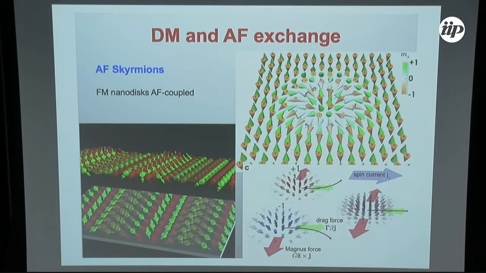An extra twist comes out if you add Dzyaloshinskii-Moriya to an antiferromagnetic exchange in the square lattice, for example. So in the square lattice, if you don't have Dzyaloshinskii-Moriya, yes, please.